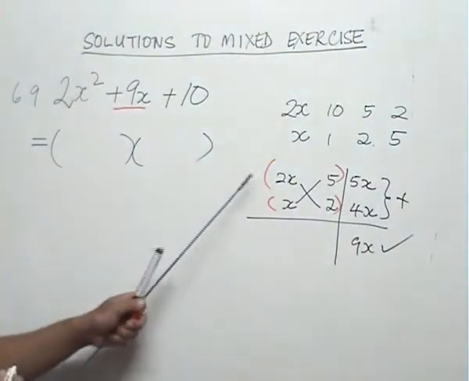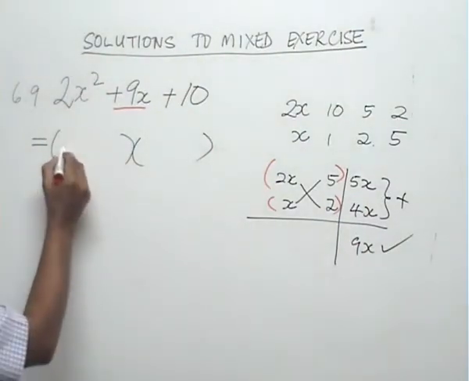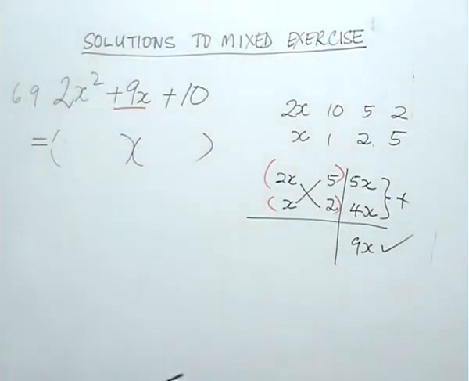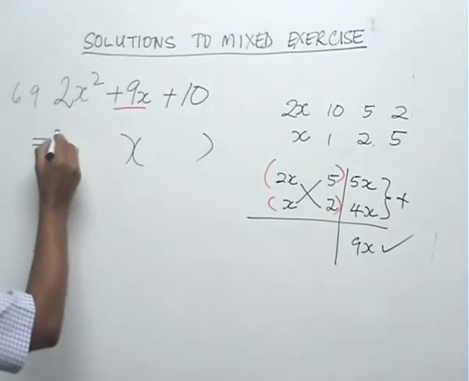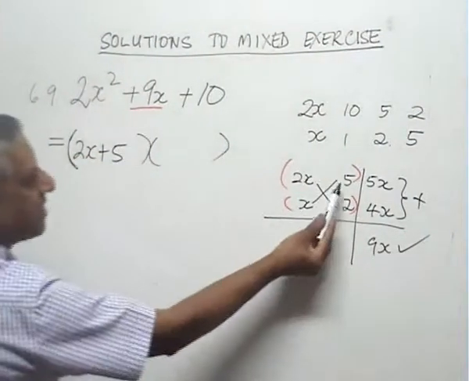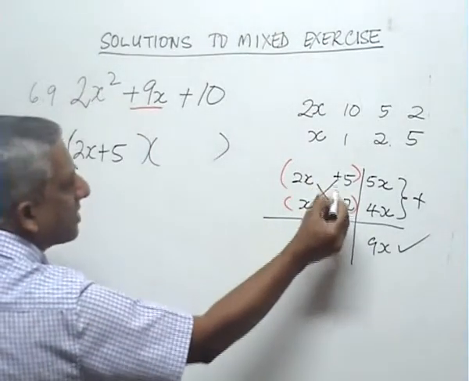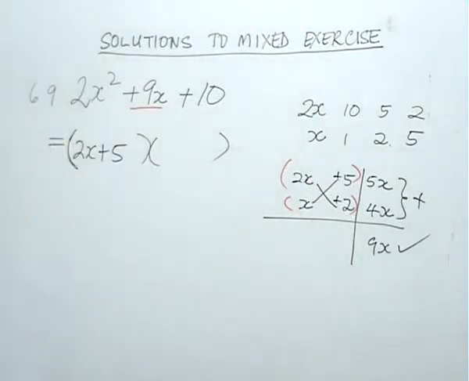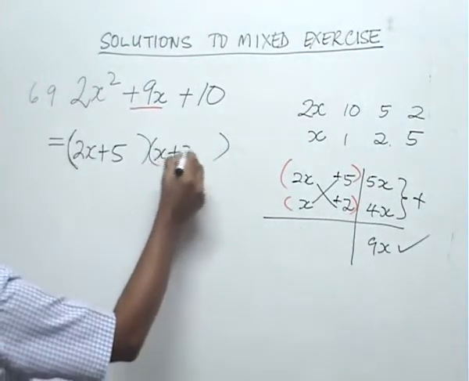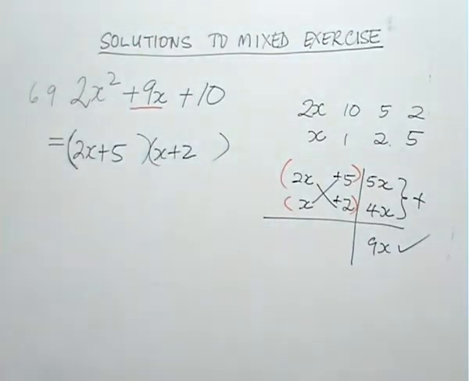So what happens? The top two will go in one bracket and the bottom two will go in another bracket. So if you take the top two, let's write it in black, you'll get 2x plus 5. Now remember, the plus sign is understood here. We're not writing the plus sign because plus is understood. So it's 2x plus 5 into x plus 2.